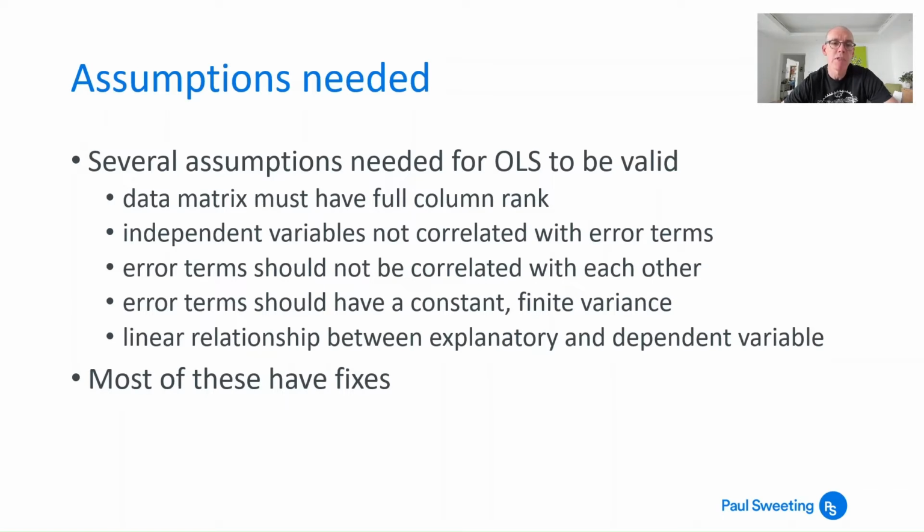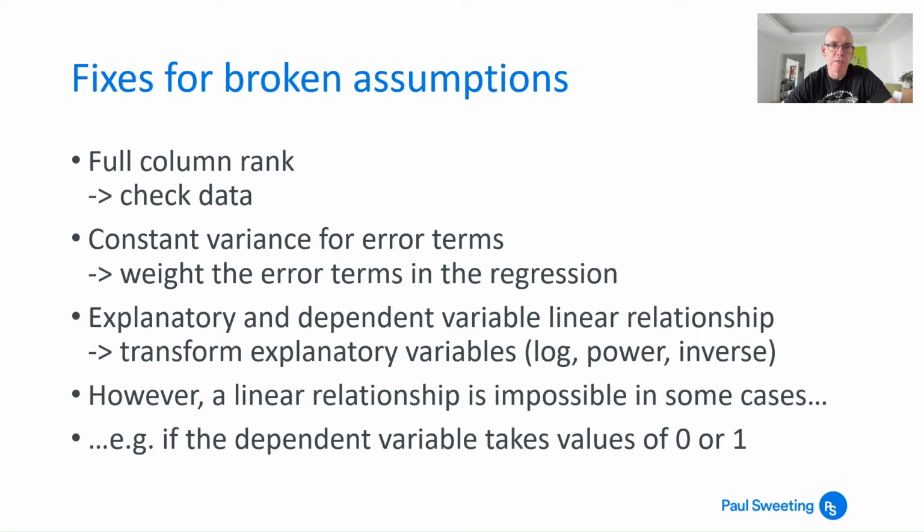So as I say, most of these do have fixes. For full column rank, just check the data. Look at the correlations between the variables for a start. I mean, that's a good indication. If you've got a very high correlation between any of the columns, then you might not have full column rank. If you haven't got a constant variance for all the error terms, then you might want to weight the error terms in your regression, and you get towards things like weighted least squares and generalized least squares.